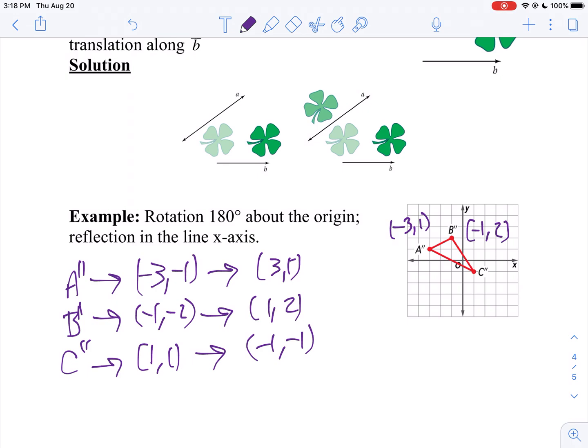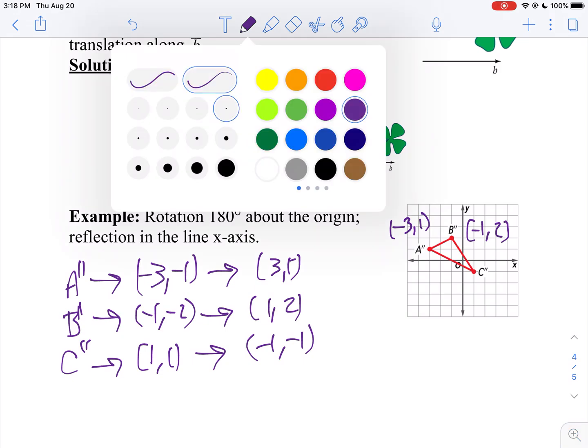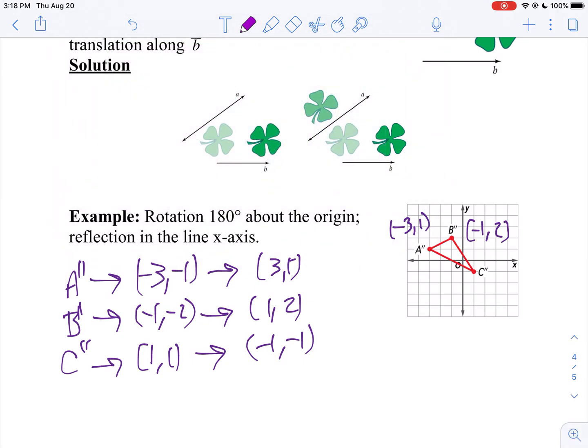So over 3 and up 1 will be A. Let me change colors here so we can see the difference. There's point A. Point B was over 1 and up 2. And point C was to the left 1 and down 1. And there is your preimage.